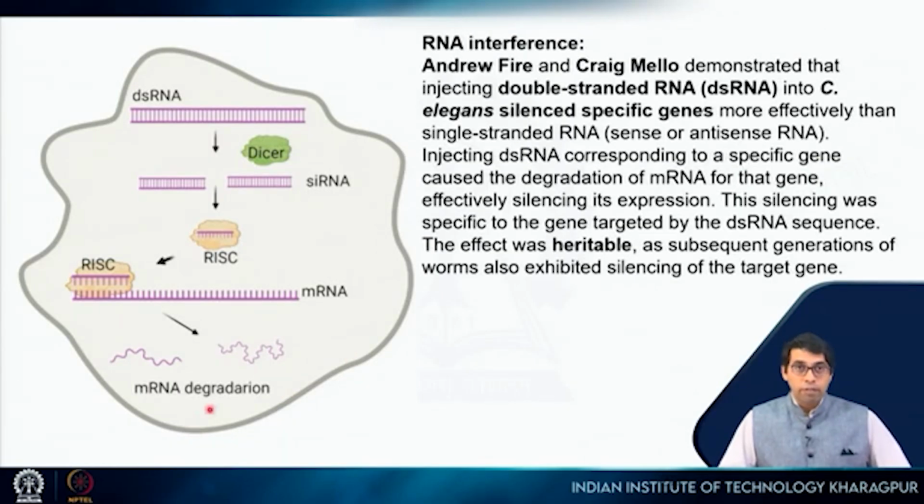Another important discovery that was done using C. elegans was the phenomenon called RNA interference. Andrew Fire and Craig Mello demonstrated that injecting double-stranded RNA, not single-stranded, but double-stranded RNA, was very effective in silencing specific genes. And this was done for the first time in C. elegans. It was also shown that this effect was heritable, which means that subsequent generations of the worm also exhibited silencing of the target gene. So, a very important discovery. This is another important discovery that was made using C. elegans.